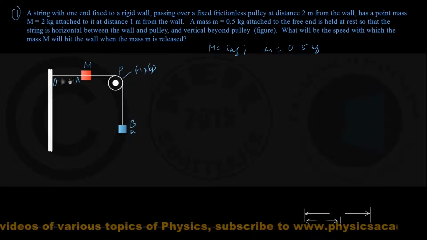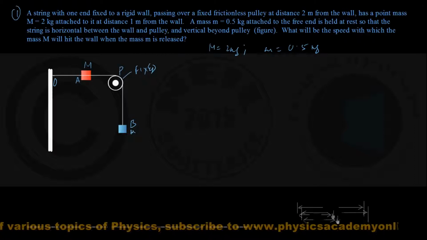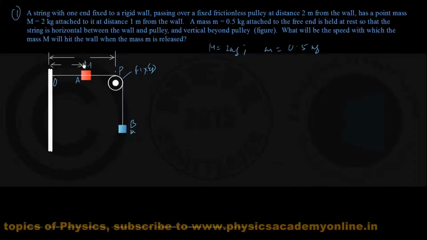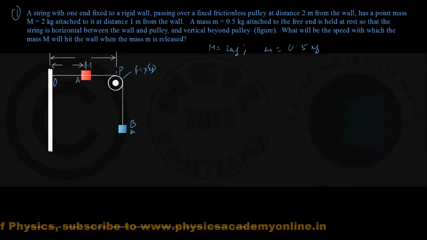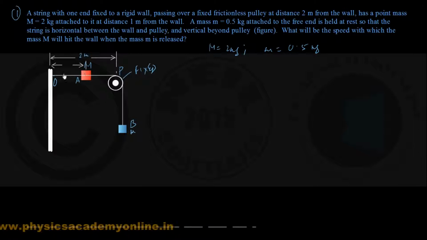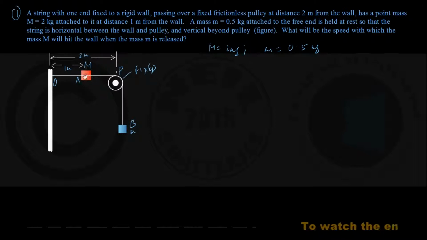And they have given the data also regarding the length of the horizontal part of the string. We have been told that the length OP is 2 meters, and the larger mass capital M is held at the midway of this OP, that is, the length OA is equal to 1 meter. The question is, once this block small m is released, you can make out that the larger mass capital M is on the left hand side.